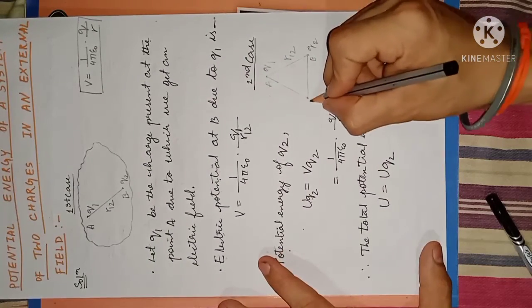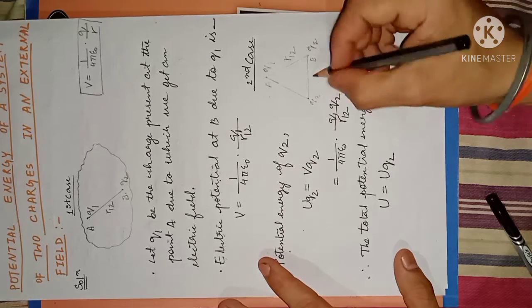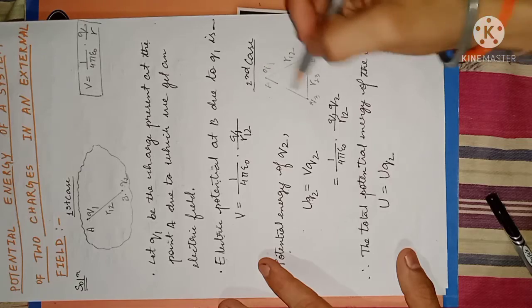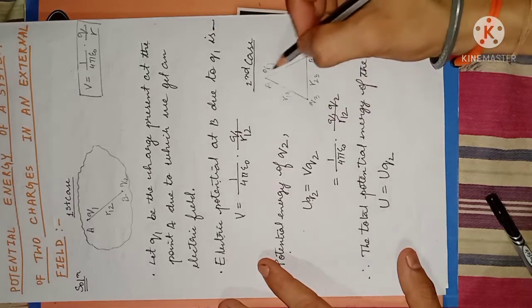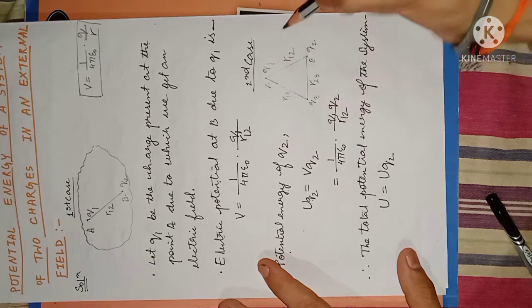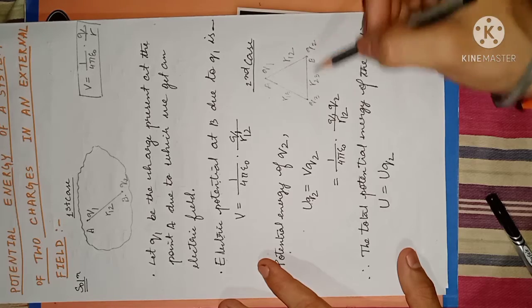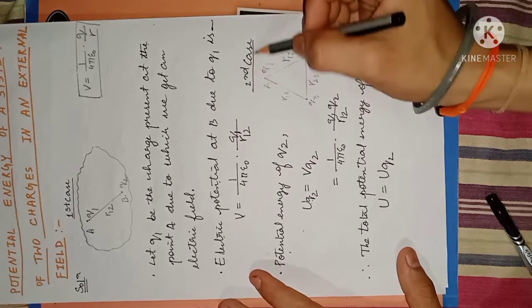Let this charge be Q3. Now the distance between Q2 and Q3 will be R23, and the distance between Q1 and Q3 will be R13. Since it is about Q1 and Q3, we can write R13. Before, we have written that Q1 to Q2 is R12 and Q2 to Q3 is R23. This is the second case.